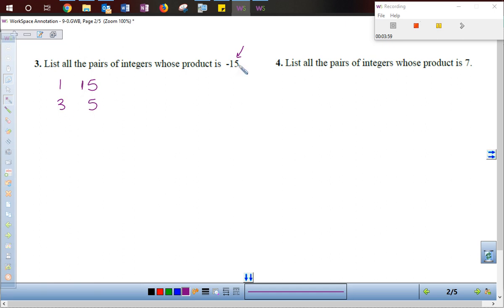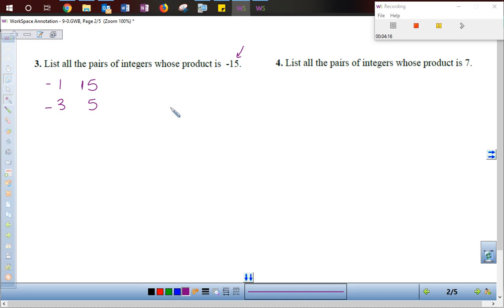But since they have to multiply together to be a negative number, that means one of my factors has to be negative. So what I'm going to do is just pick a side. Notice how I have two columns here. I'm going to pick a side, the left column or the right column, and make all of those numbers negative. So negative 1 times 15 and negative 3 times 5.